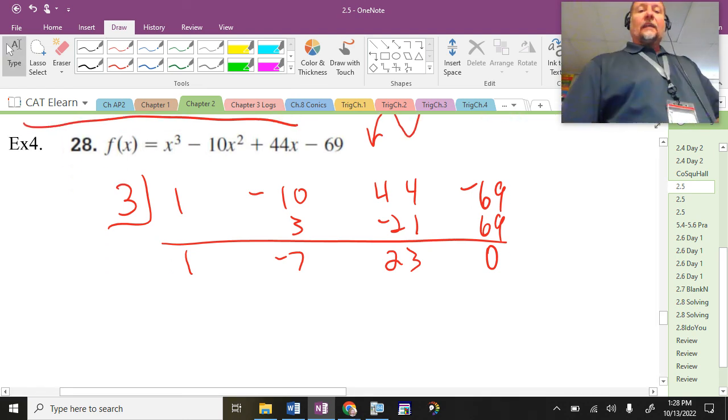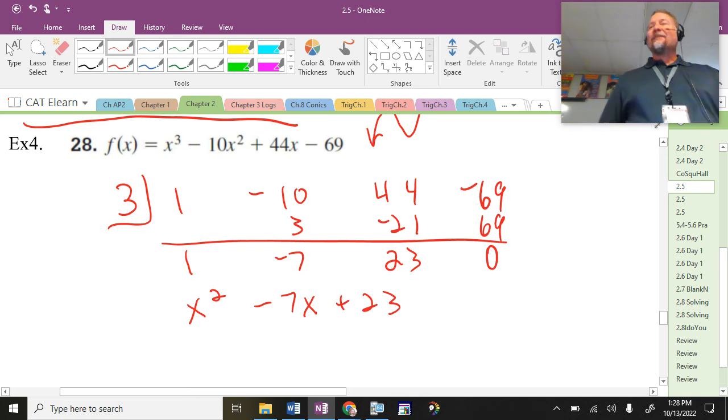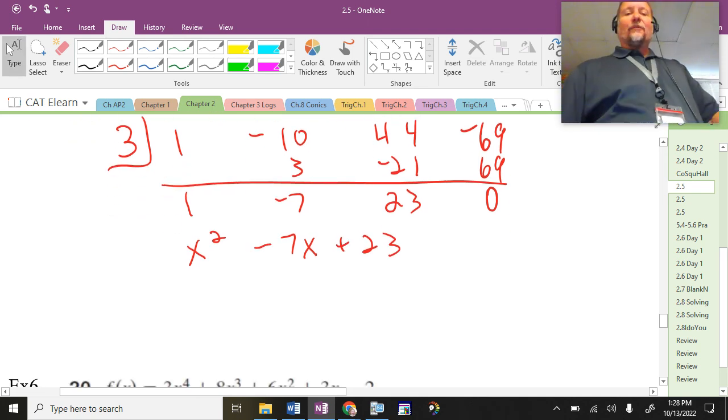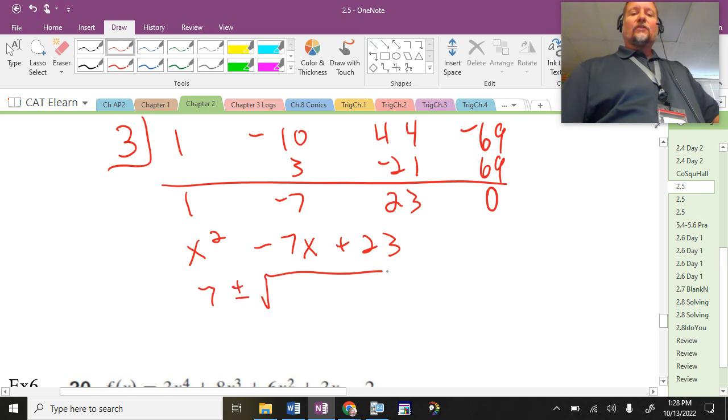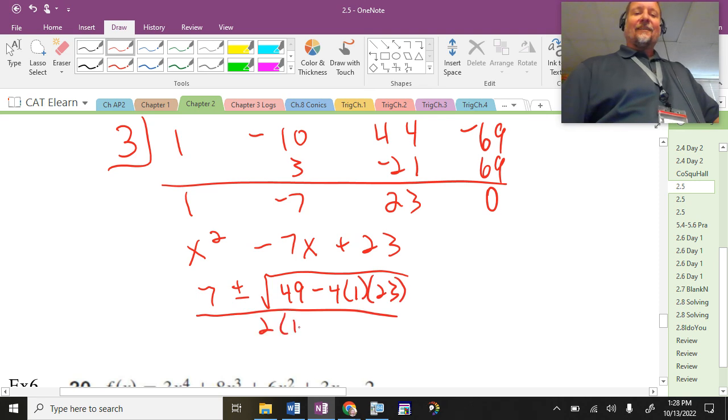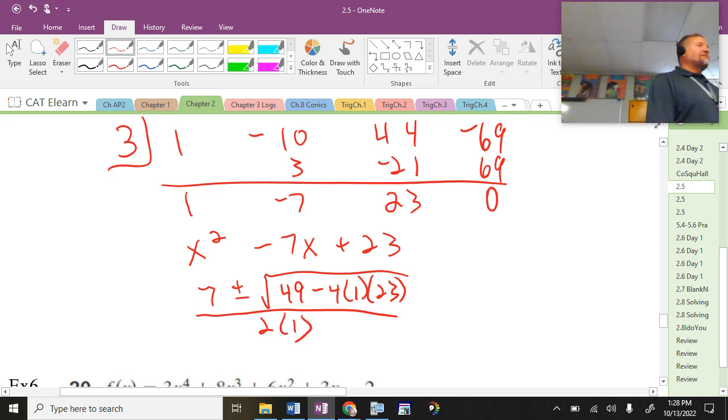Okay, does anything multiply to 23 and at the same time add to be 7? Yes or no? 3, 2, 1, go. No. So what do we have to do? The opposite of b plus or minus the square root of b squared minus 4ac, all over 2a. We sing it every time.